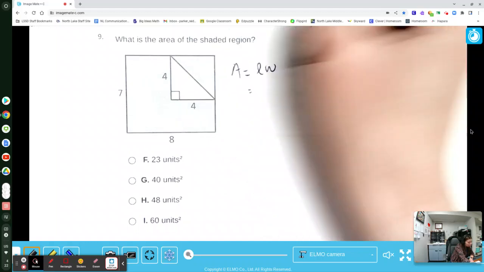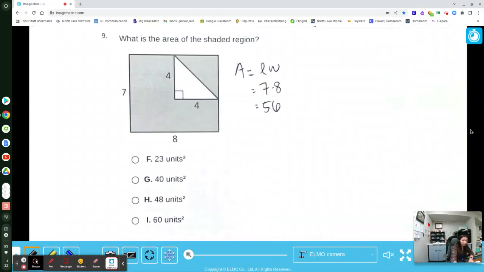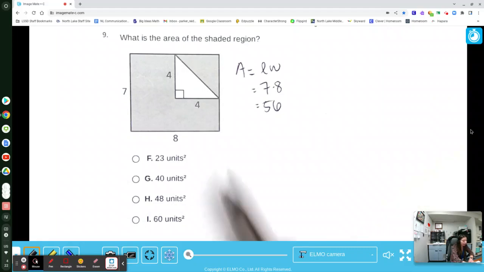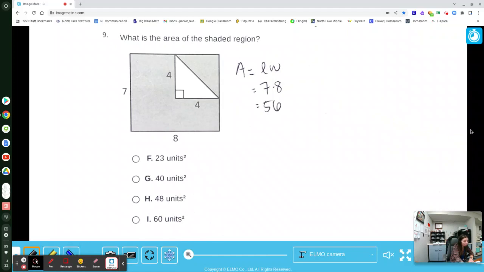The length and width are 7 and 8. So I'm going to do 7 times 8. That gives me 56. So that's the entire thing. But now I need to cut out the little piece. So I need to find out what's the area of the cutout piece.